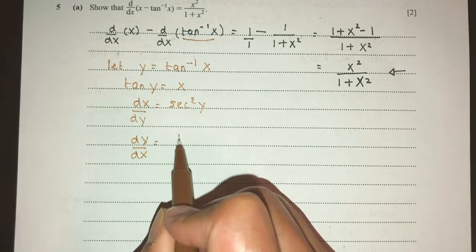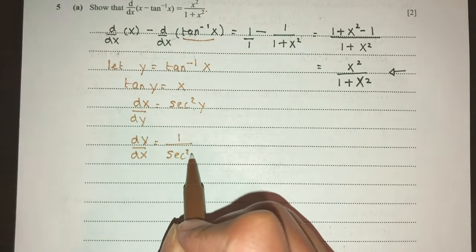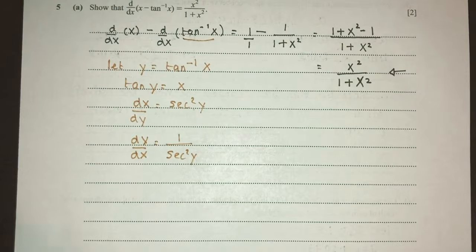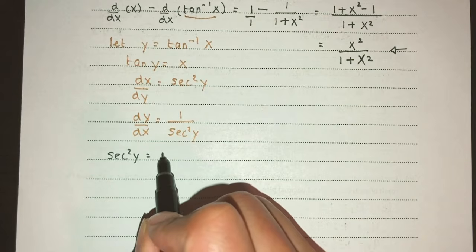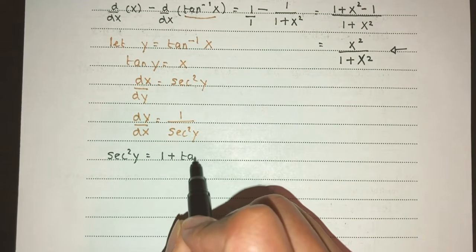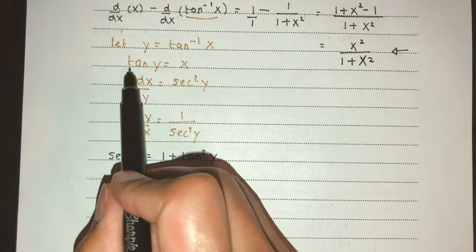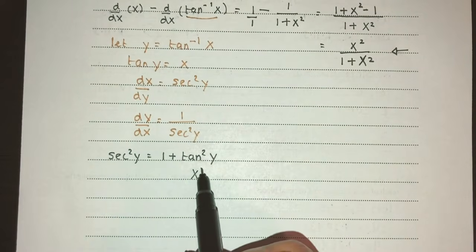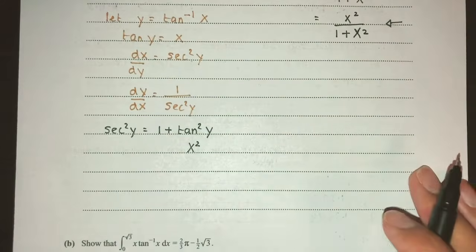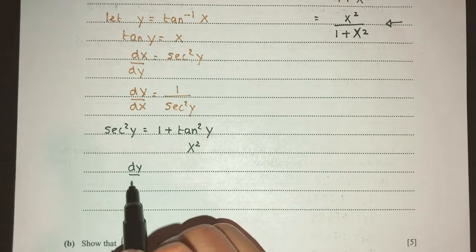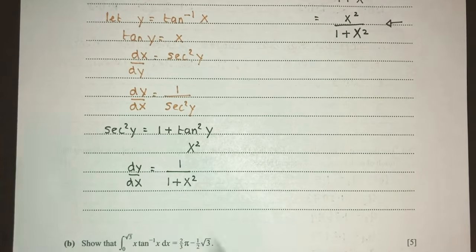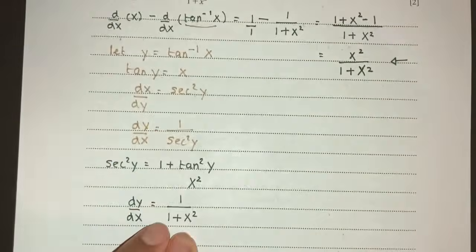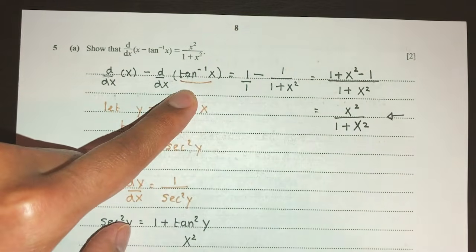That will become 1 over sec square y. Now from your list of formulas, you have to know that sec square y is actually equal to 1 plus tan square y. Now tan y is x, tan square y is x squared. Replace back in your main equation, you will have dy by dx is equal to 1 over 1 plus x squared. That's why you get this value. This is shown as required.